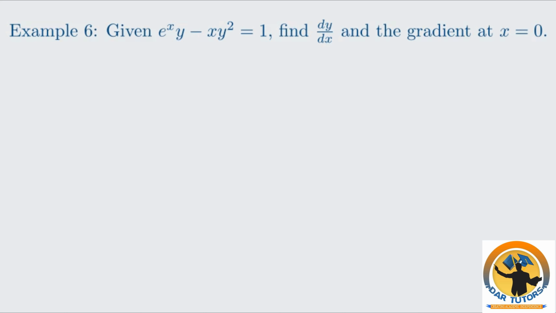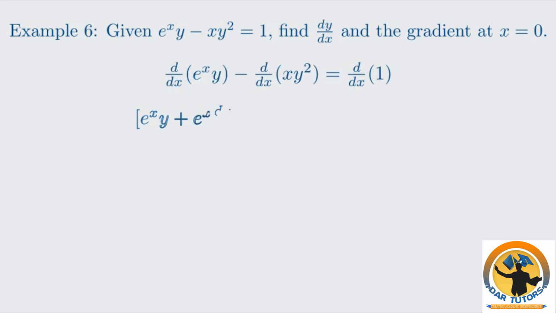First, let's find dy/dx by differentiating the entire equation with respect to x. The first term, e to the xy, requires the product rule. Its derivative is e to the xy times (y plus x dy/dx). The second term, negative x times y squared, also requires the product rule. Its derivative is negative y squared minus 2xy times dy/dx. The derivative of 1 is 0.